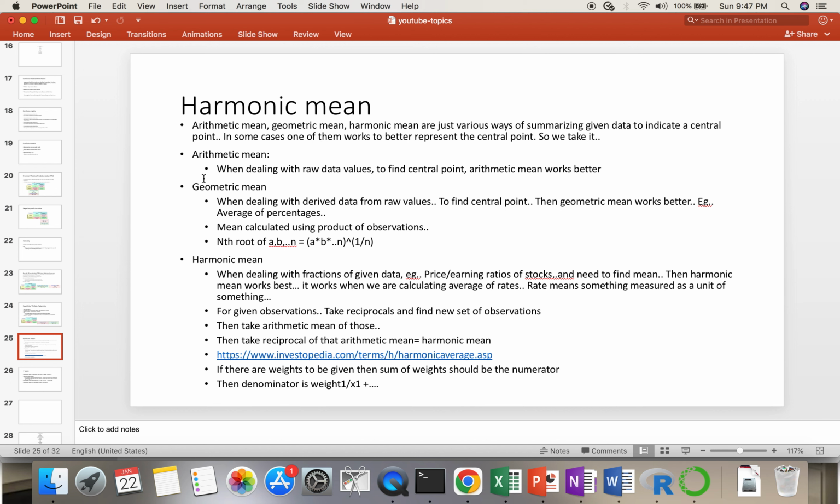Arithmetic mean works best when we're dealing with raw data values and you want to find a central point. When you're dealing with derived data from raw values and you want to find a central point, then geometric mean works better. So if you have raw data points and you took percentages, and now you want to take the average of percentages, then you don't do an arithmetic mean, you do a geometric mean.